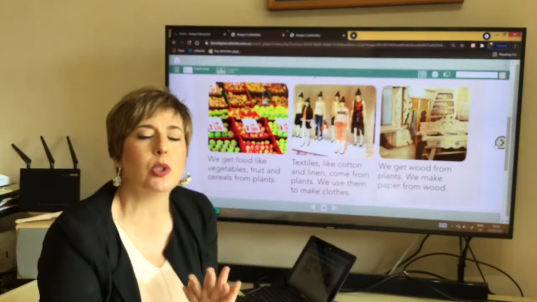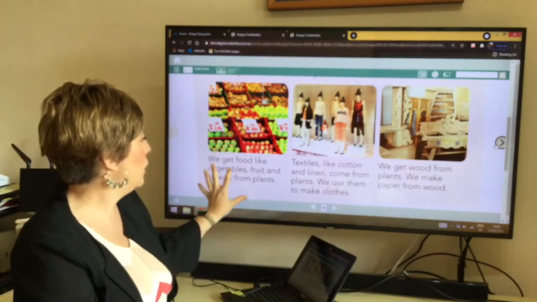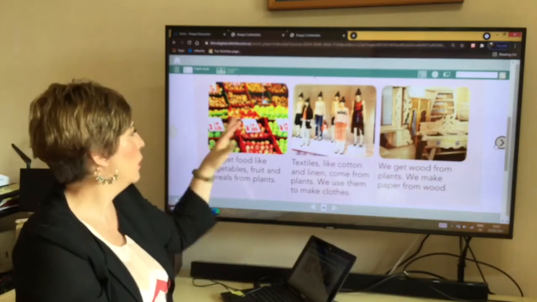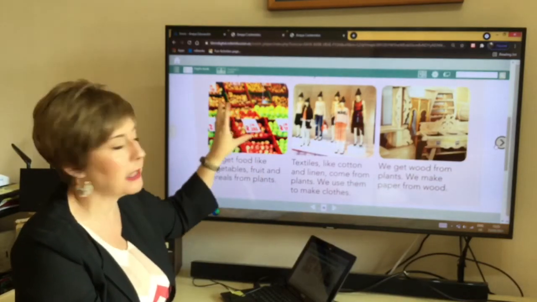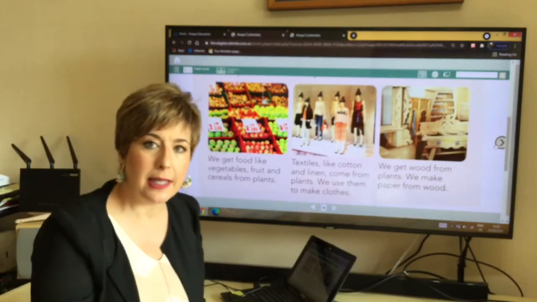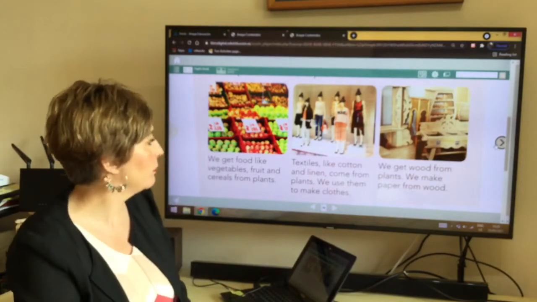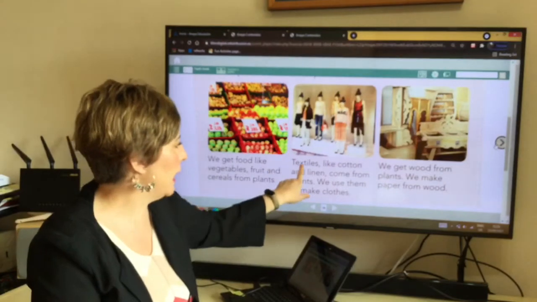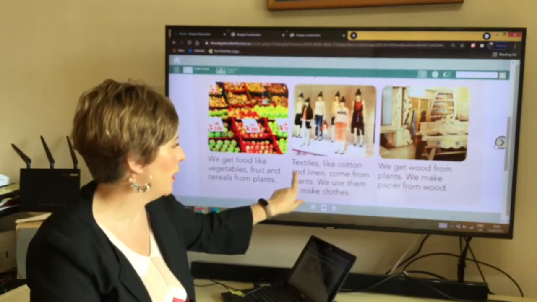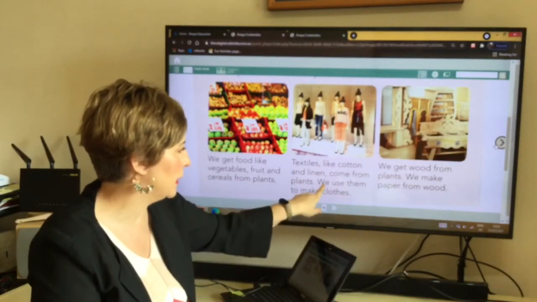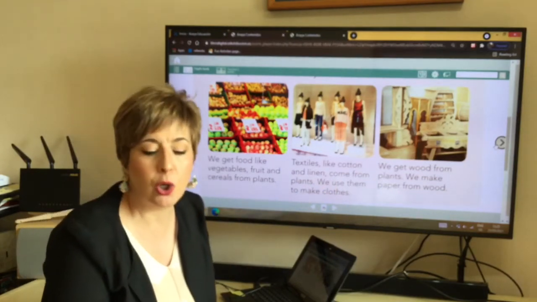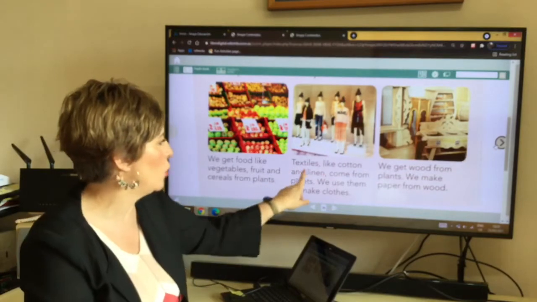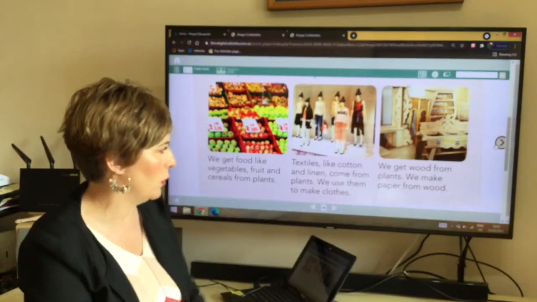What do we use plants for? We use plants for food, so we eat them. We eat fruits, we also eat stems, and we eat roots. We use them for making clothes. Textiles like cotton and linen come from plants. Usually your t-shirts are made of cotton.